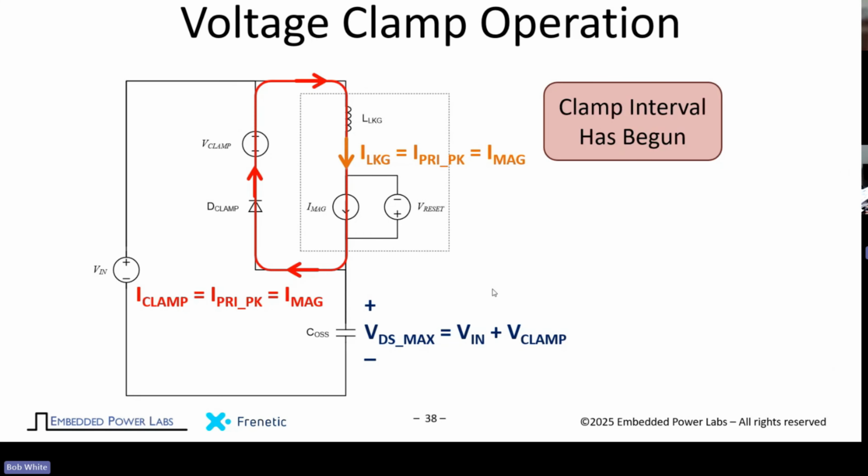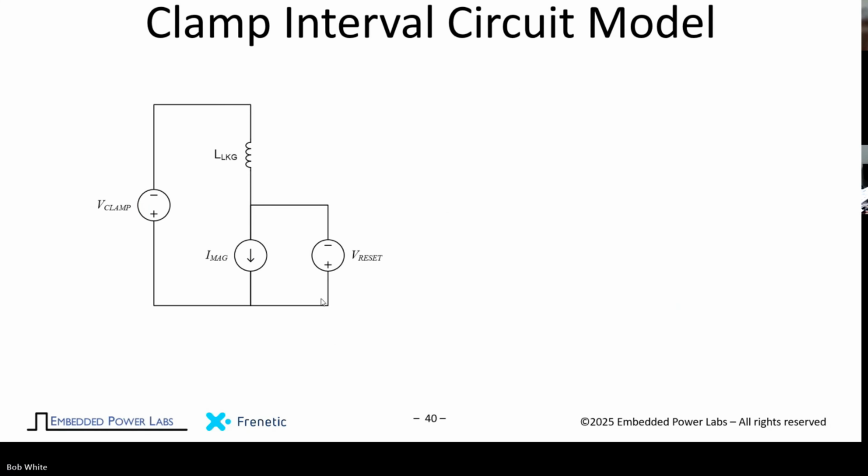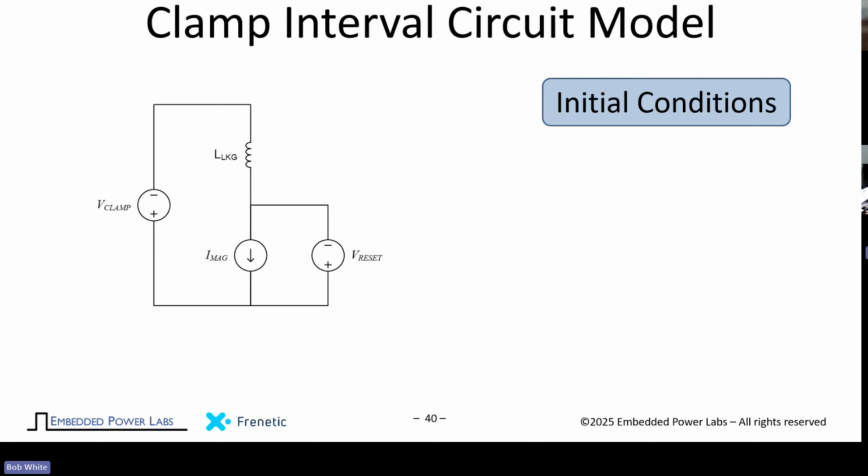So we're going to focus on this. We have this current circulating, the leakage, the magnetizing, just in the clamp circuit. There's no current on the input. This clamp interval has begun, and we're going to just focus on this part of the circuit. Okay? So let's just dive into this part. Just take the simple part where there's action going on in the circuit and look at this.